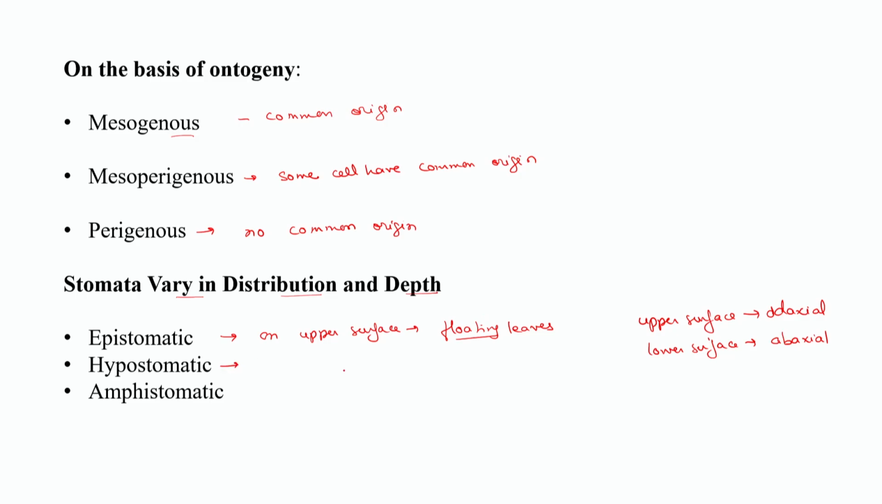We call it hypostomatic when leaves have stomata only on the lower surface, like in Nerium. This type of pattern is found in the Nerium plant because this pattern actually helps to reduce water loss through transpiration. Amphistomatic, in which leaves have stomata on both surfaces.